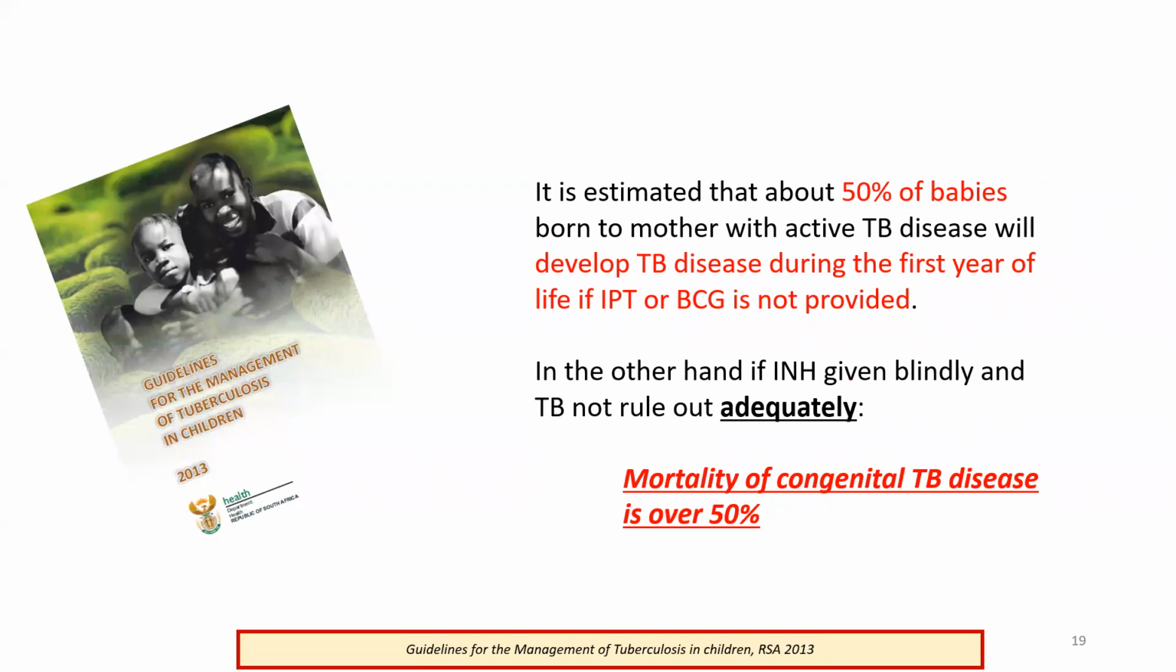On the other hand, if INH is given blindly without ruling out TB, you're going to cause problems in these babies. So before INH is given, you need to rule out TB in these babies, and we're going to talk about how you rule it out. The mortality of congenital TB disease is over 50% in these babies. So it's very, very high, meaning if you have two babies, one of them is going to die of congenital TB.